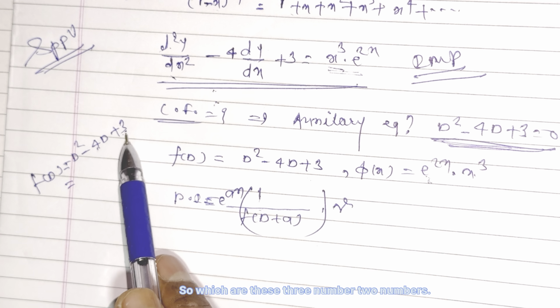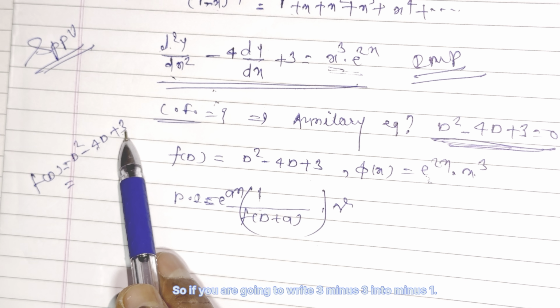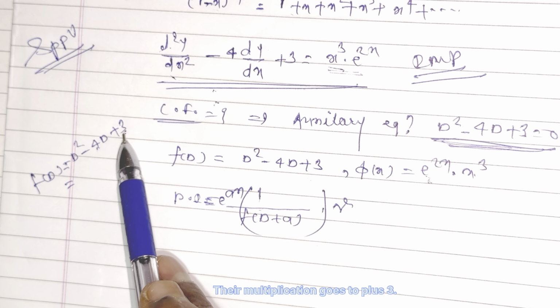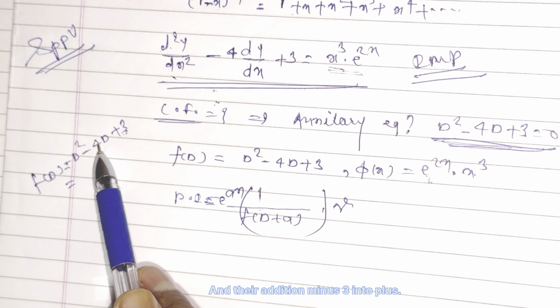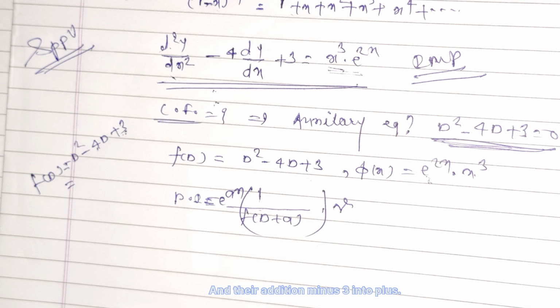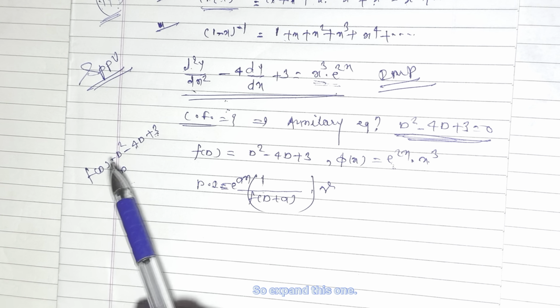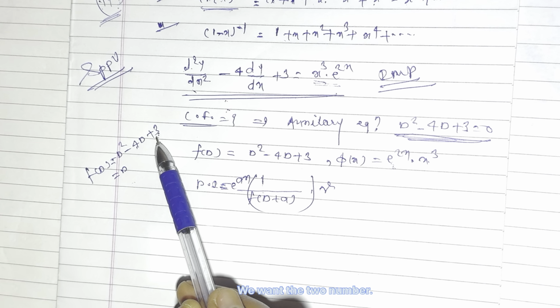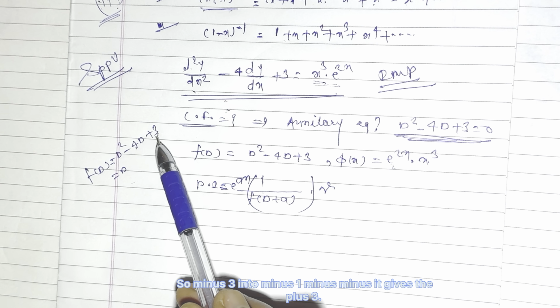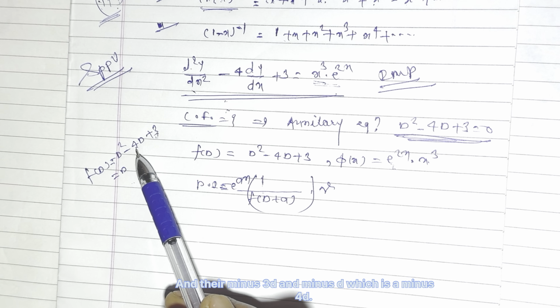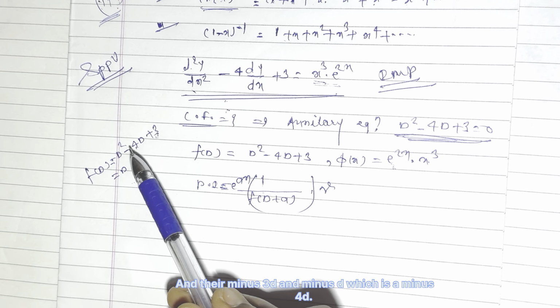So which are these two numbers? If you write minus 3 into minus 1, their multiplication goes to plus 3 and their addition is minus 4. So expand this: D square, we want two numbers whose multiplication is positive 3 and whose addition is minus 4. Minus 3 into minus 1, minus minus gives plus 3, and minus 3D and minus D is minus 4D.